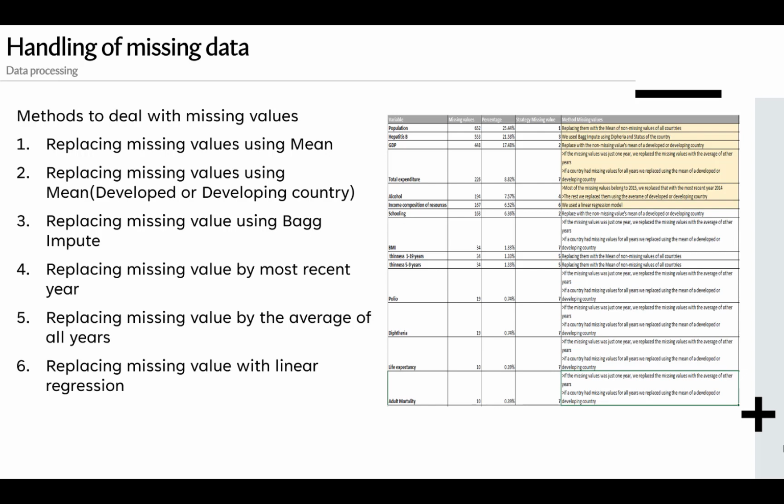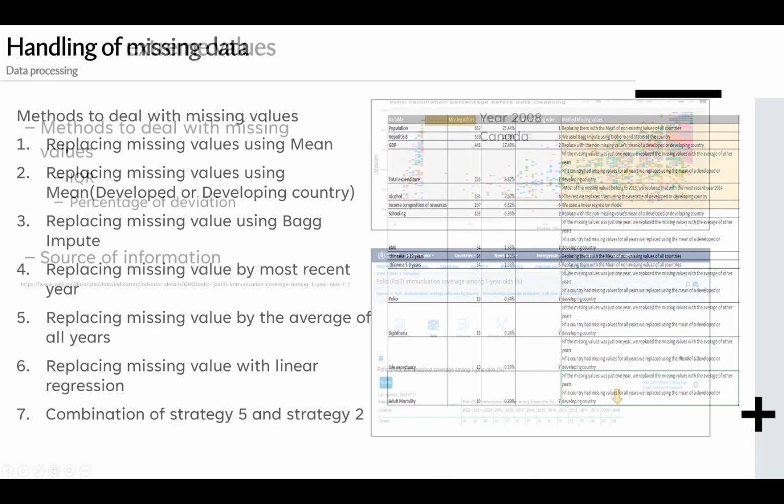Strategy 6. In the case of income composition of resources, one of the most important predictors, there is a positive linear relationship with the schooling. So we built a linear model using schooling and the status of the country to predict the missing values. And finally, strategy 7. Strategy 7 is a combination of strategy 5 and strategy 2.